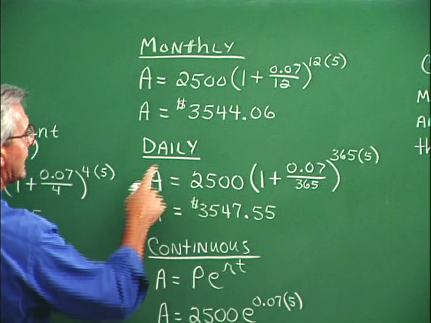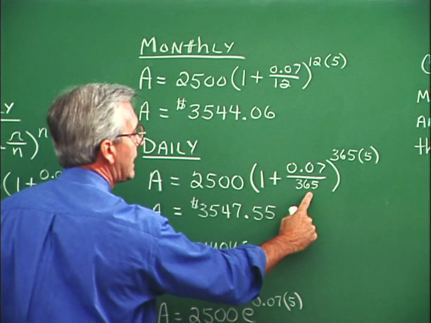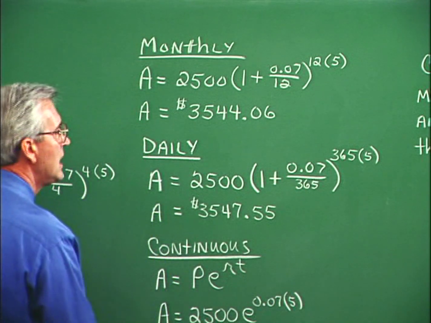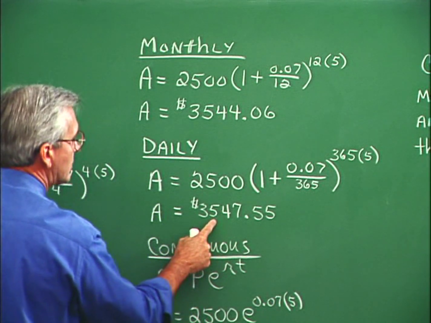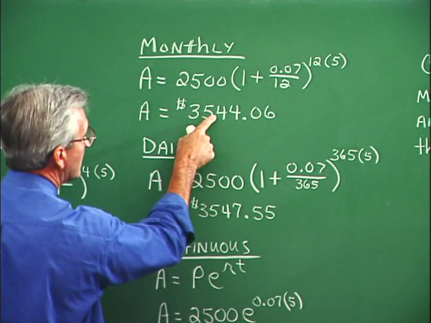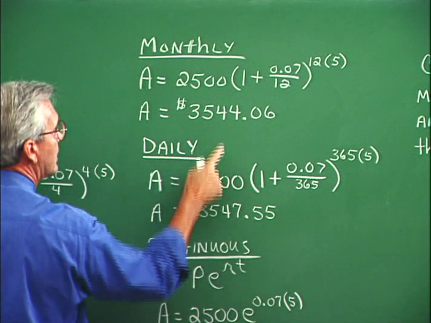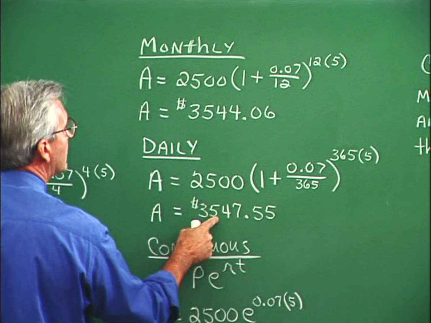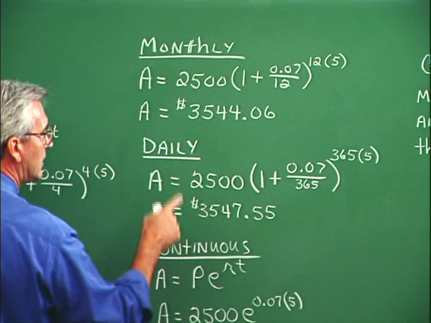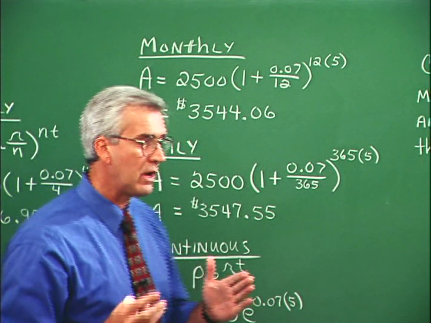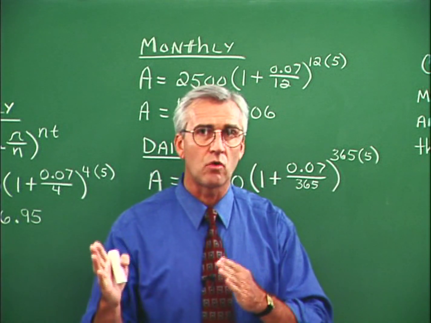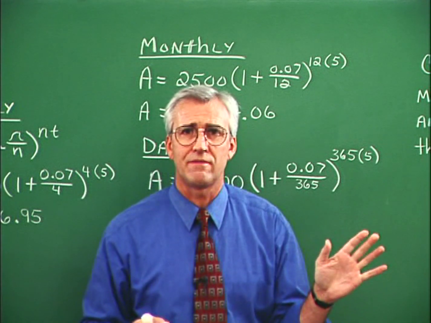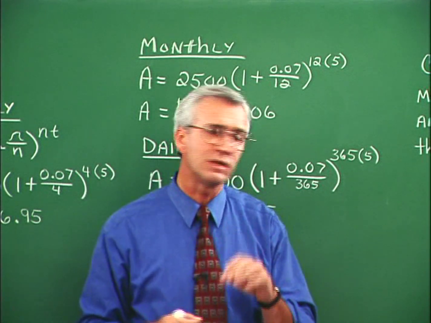Now what about for daily? Let's see. 2,500, the daily compounding, 365 days in the year, so 365 here, 365 here, and we get a total of $3,547.55. Notice how little difference there is here between the monthly compounding and the daily compounding. Hardly any difference at all. The biggest difference came between the annual compounding and the quarterly compounding. You see, so just compounding anything more often than annually seems to make a major difference.